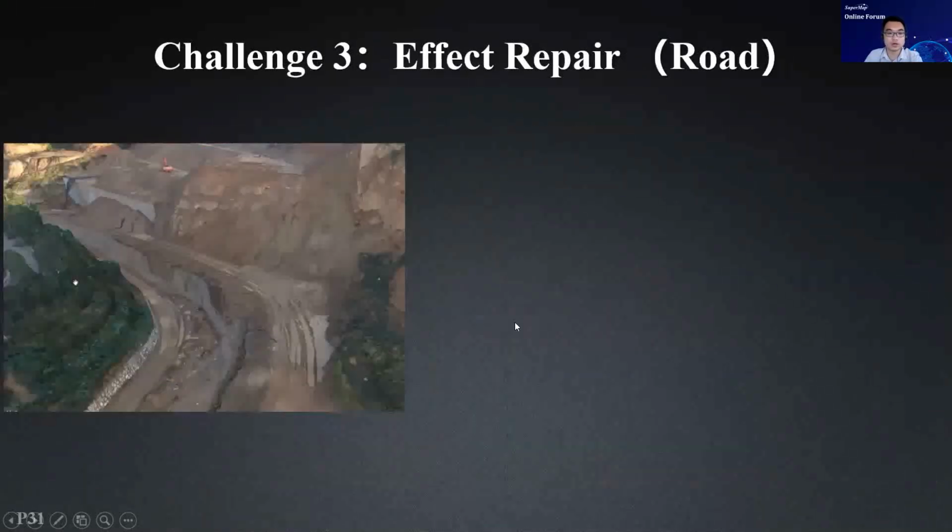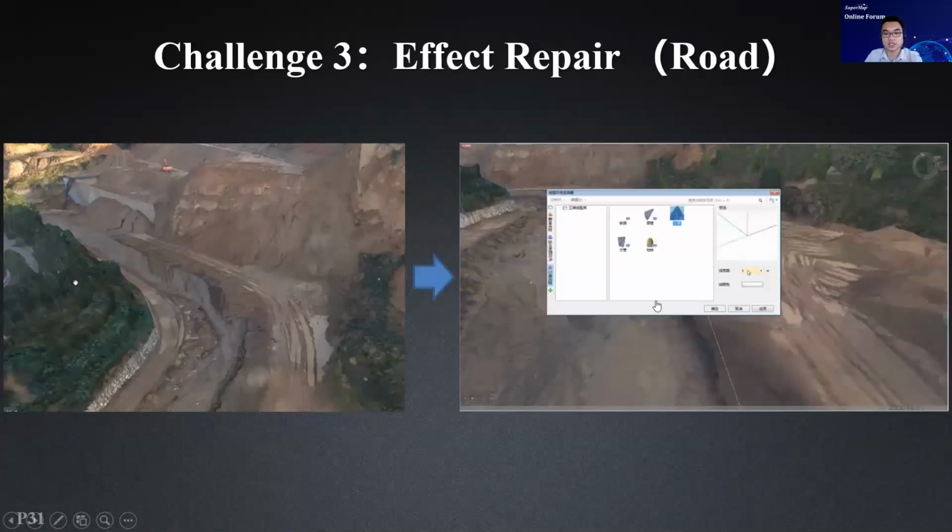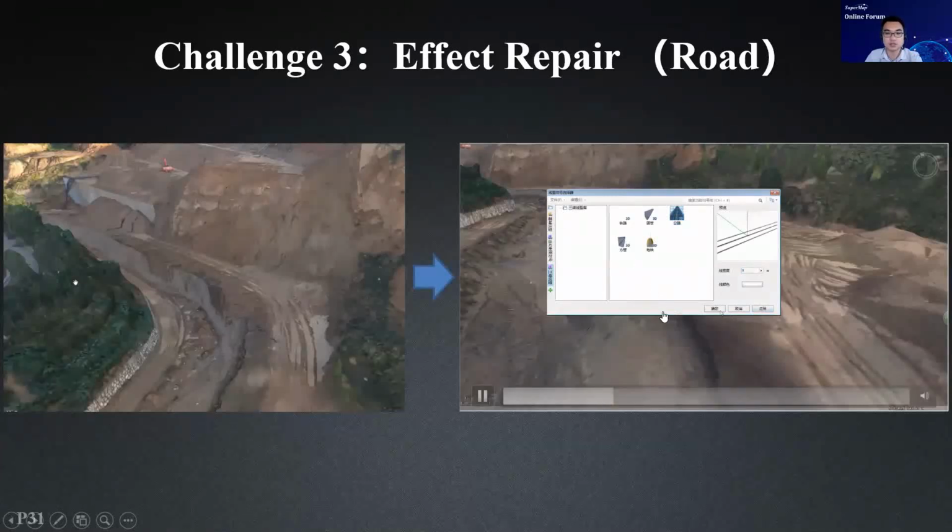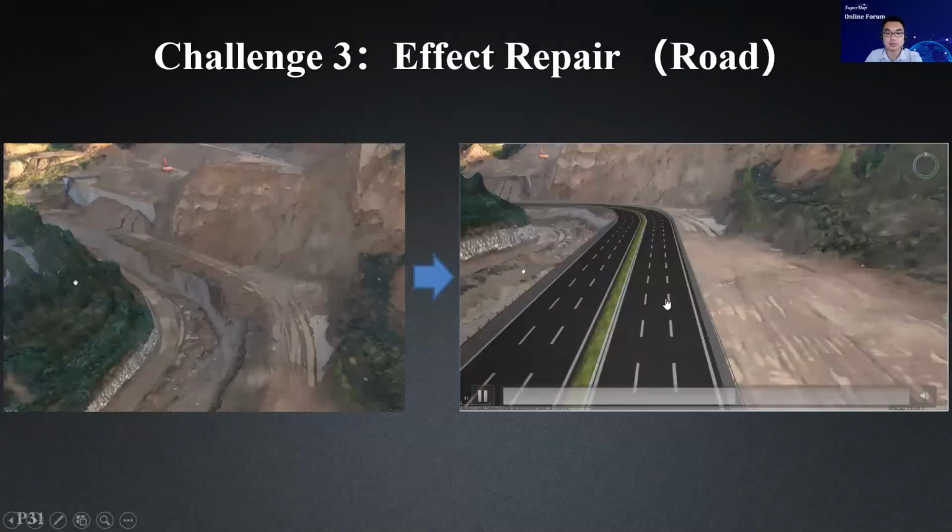And also for some parts like here, the road is still under construction. So sometimes we want to see the future effect. So we just draw a line, and then we also do the symbolization. So we can set a new road here, like this.